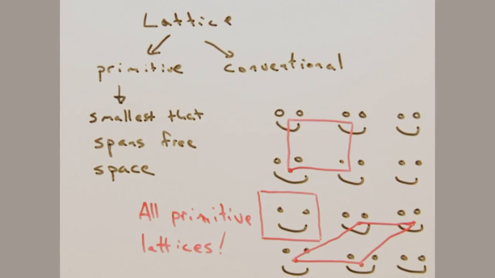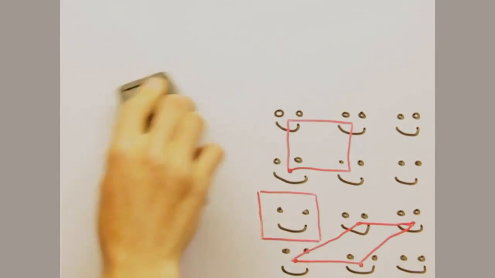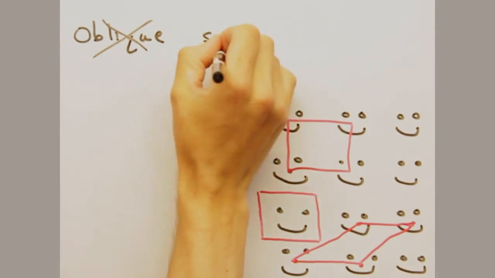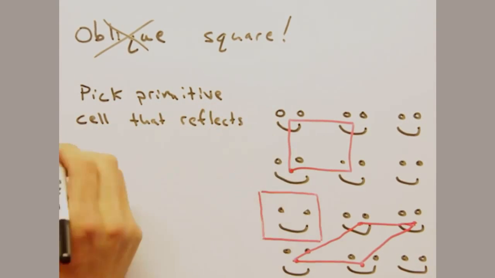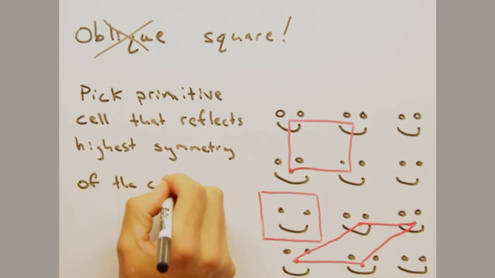Because we can choose any primitive cell, one should be careful. The whole point of the lattice is to reflect the highest symmetry of the system. So one could choose this oblique lattice, but it wouldn't make any sense compared to choosing the square.